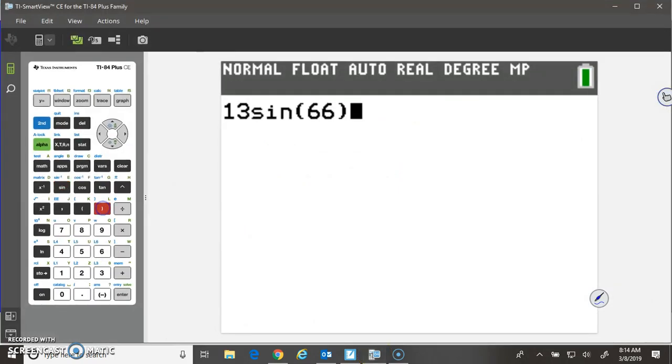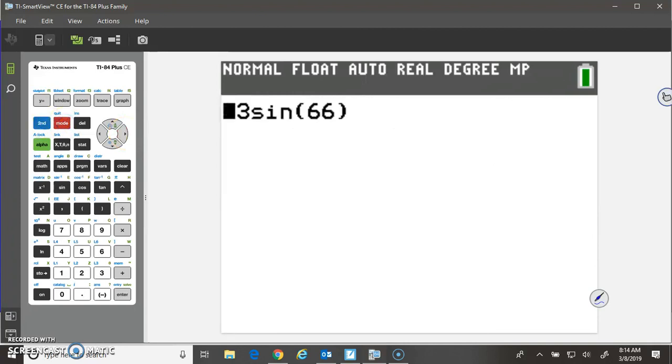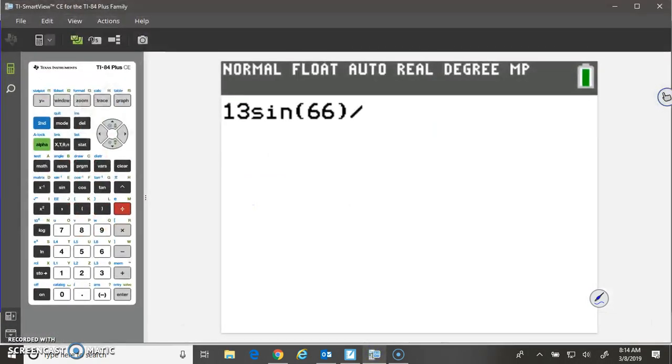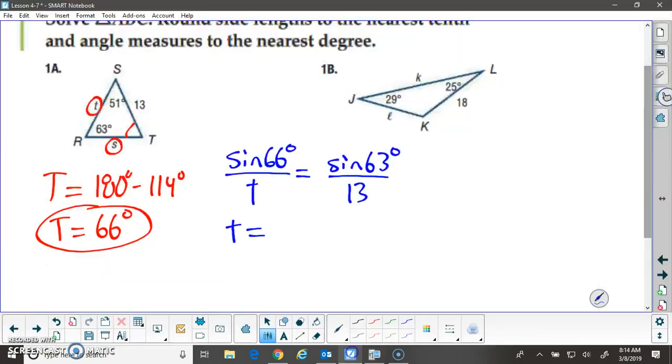Now when we do this, you do need to check your mode. You should be in degree mode. As you can see, I'm in degree mode. If you're in radian mode, switch it over to degrees. So we're taking 13 times the sine of 66, then we're going to divide by the sine of 63. So that gives us 13.3 approximately.